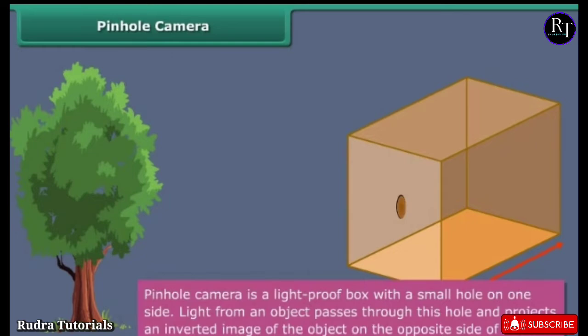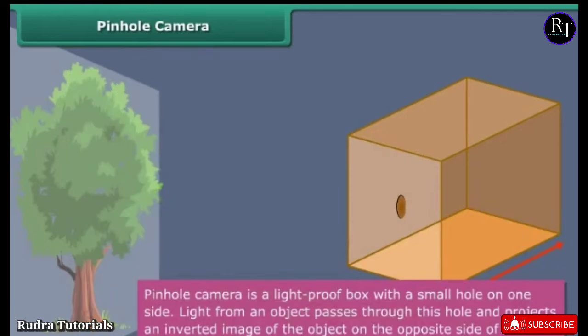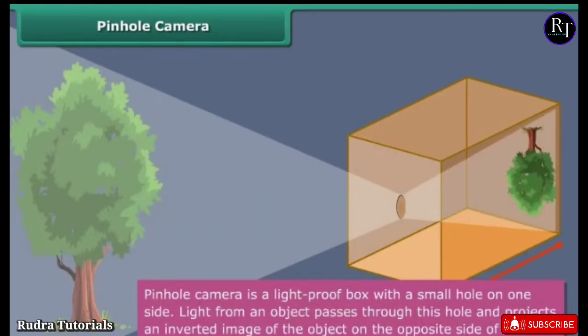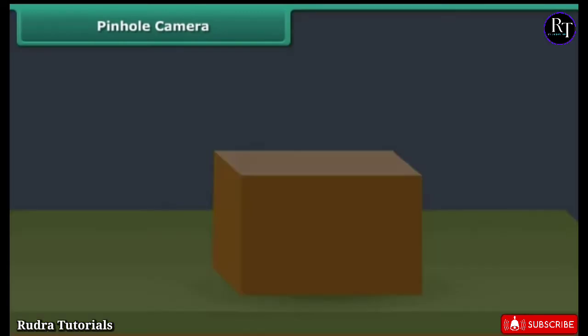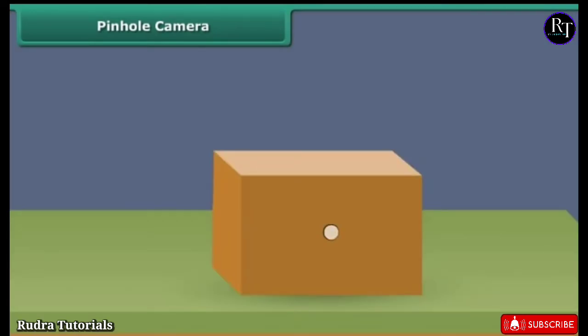Pinhole camera is a light-proof box with a small hole on one side. Light from an object passes through this hole and projects an inverted image of the object on the opposite side of the box. Let us learn how to make a pinhole camera. Take a cardboard or a tin box. Cut open a side of the box and paste a tracing paper over it. Pierce a very small hole in the center of the side opposite to the one on which the tracing paper has been pasted. Close the box from all the sides. The pinhole camera is ready to use.